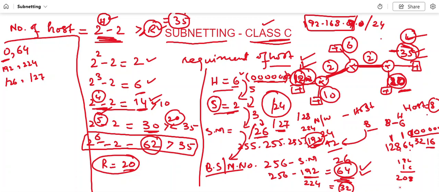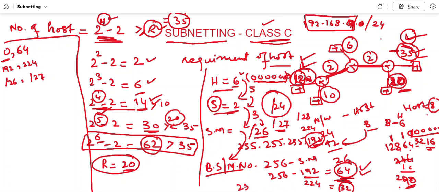How is it? So I think I'm wrong here. Let me check again. 128 plus 64 plus 32. Sorry, it is 224. /27 is 224. That's why I thought it should be 240. So the next subnet mask will be 240.